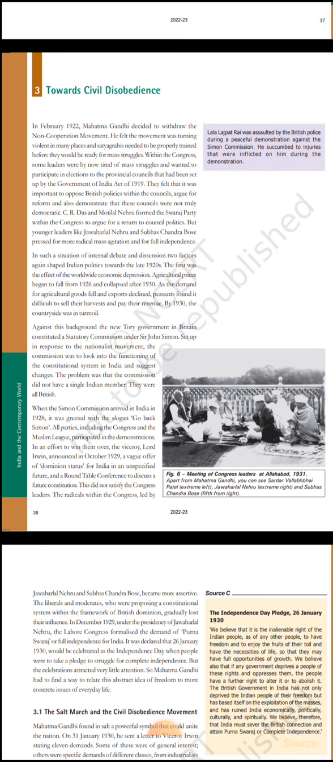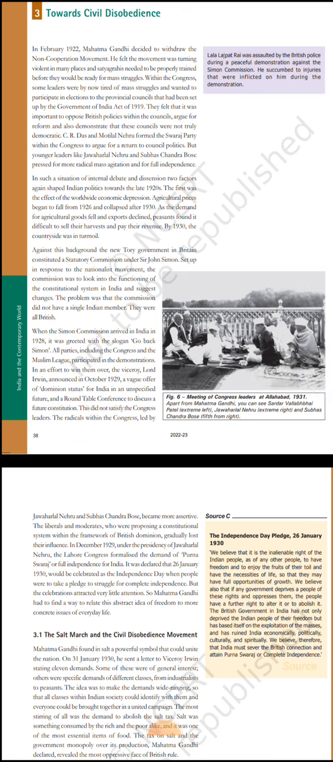The effect of the worldwide economic depression was that agricultural prices began to fall from 1926 and collapsed after 1930. There were also other background changes, like the government constituting a statutory commission under Sir John Simon, set up in response to the nationalist movement, and it arrived in India in 1928. Indians greeted it with the slogan "Go back, Simon." All parties, including the Congress and Muslim League, participated in the demonstration.